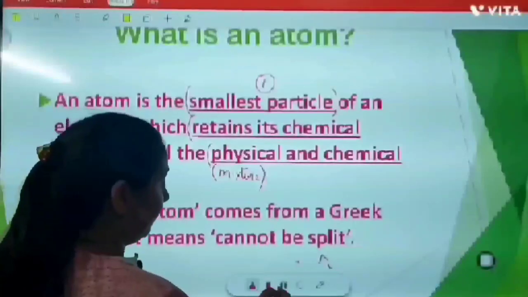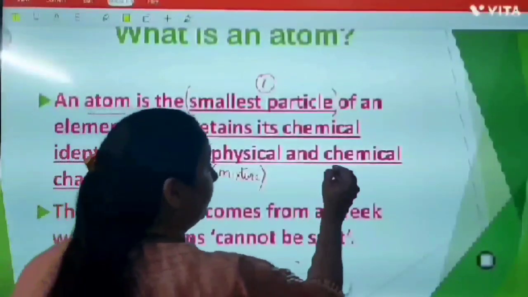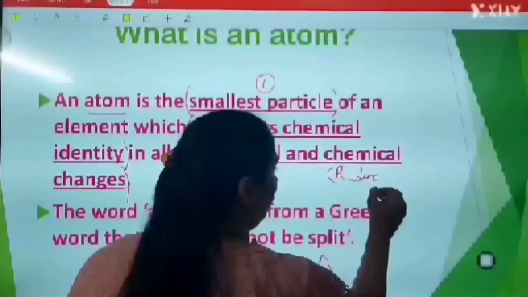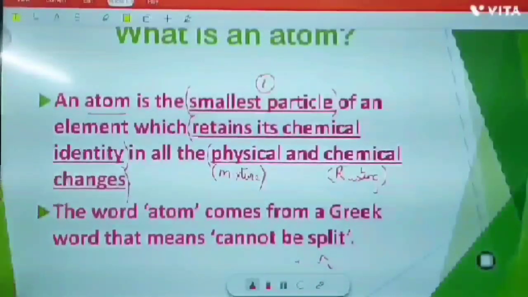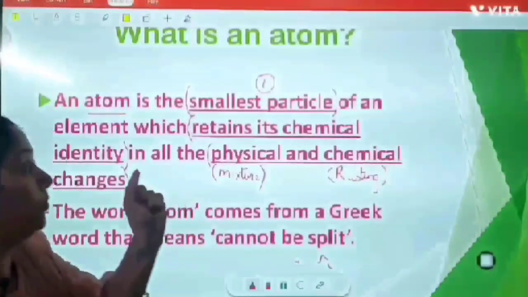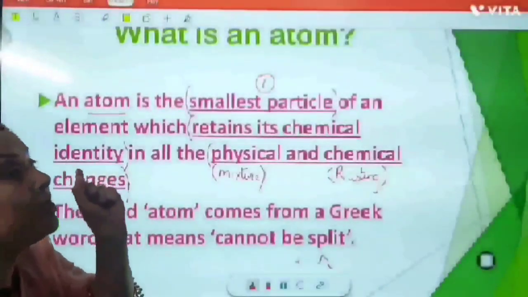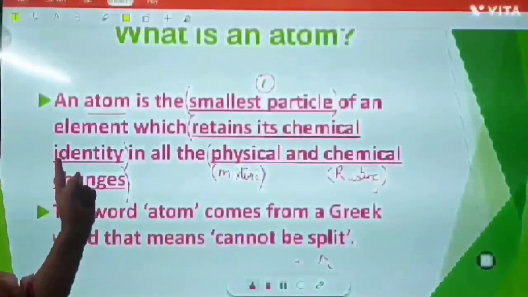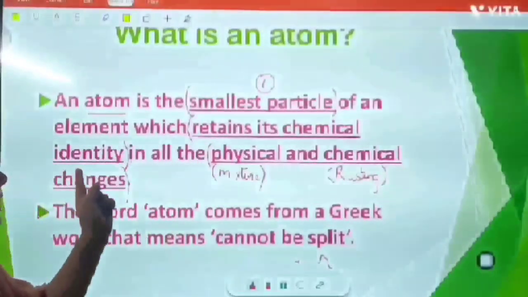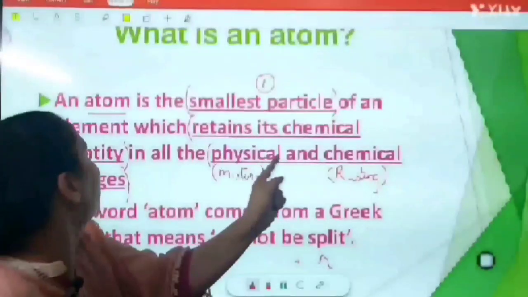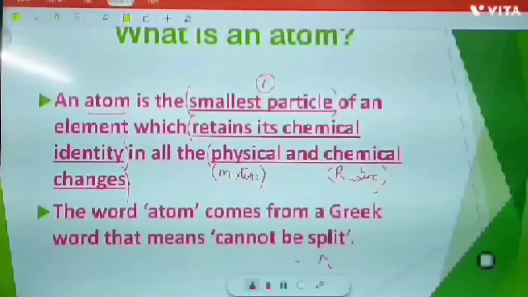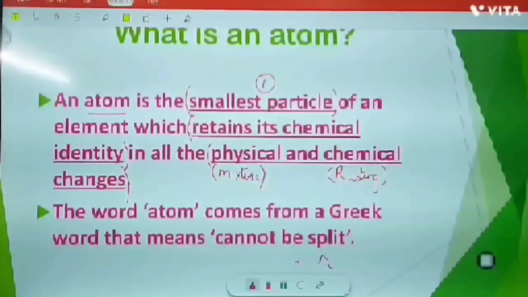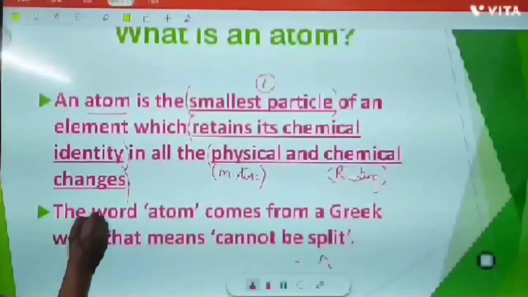Alright, so let's go through it once again. An atom is the smallest particle, absolutely small, at the level of being microscopic, of an element which retains its chemical identity in all the physical and chemical changes. Let me elaborate a little on smallest particle.